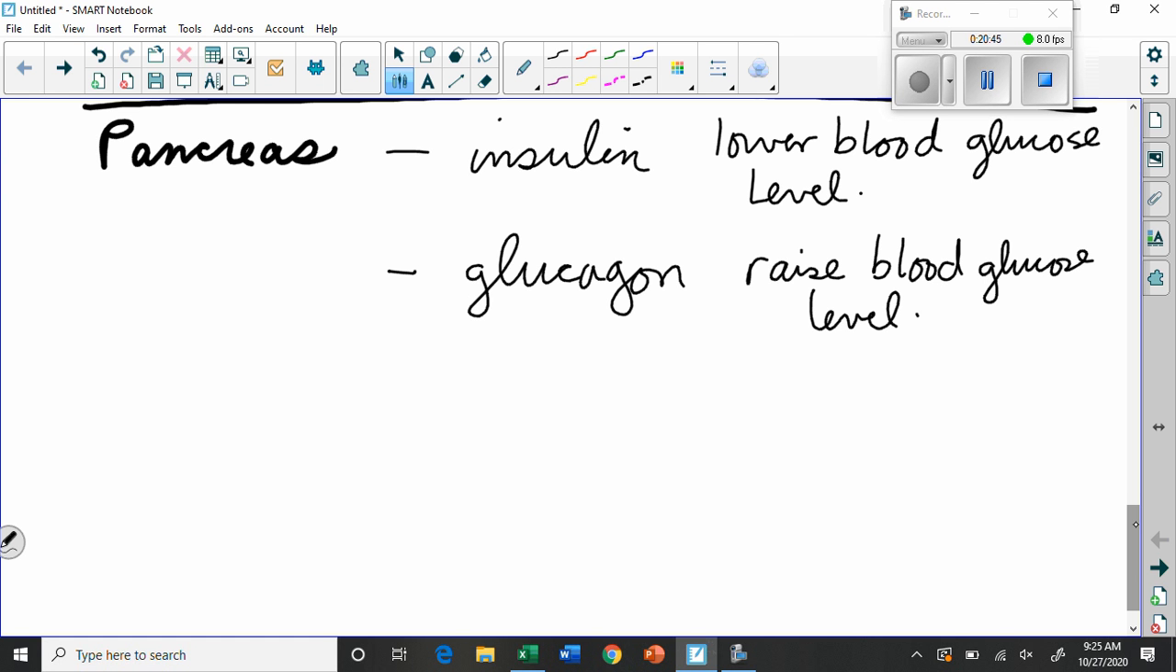So the pancreas is very important in keeping your blood sugar regulated. And of course, if you have an issue with your pancreas and it doesn't produce these hormones, you end up with a condition called diabetes, which means that your blood sugar is not regulated very well, and it can go too high or too low.